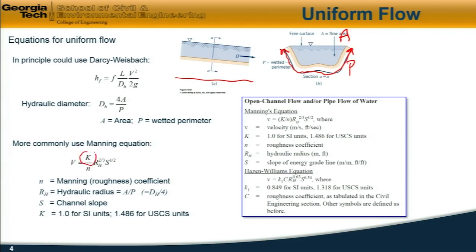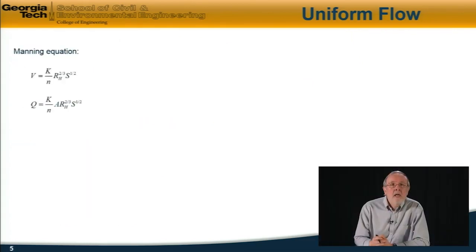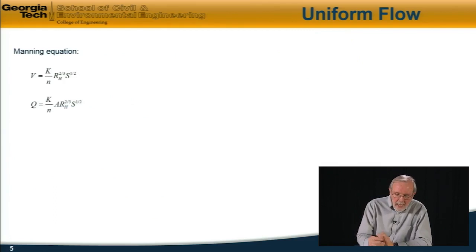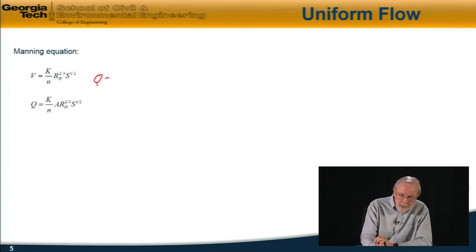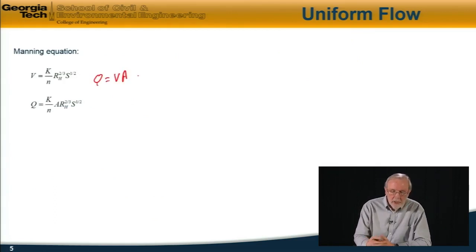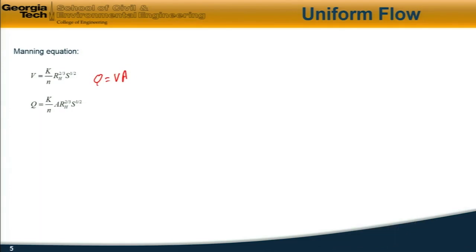In metric units, or SI units, the value of k is 1, but in US customary system of units, the value of the constant is 1.486. Here is the equation again in terms of velocity, and because the volume flow rate Q is equal to velocity times area, we can also write the Manning equation in terms of volume flow rate as shown there.